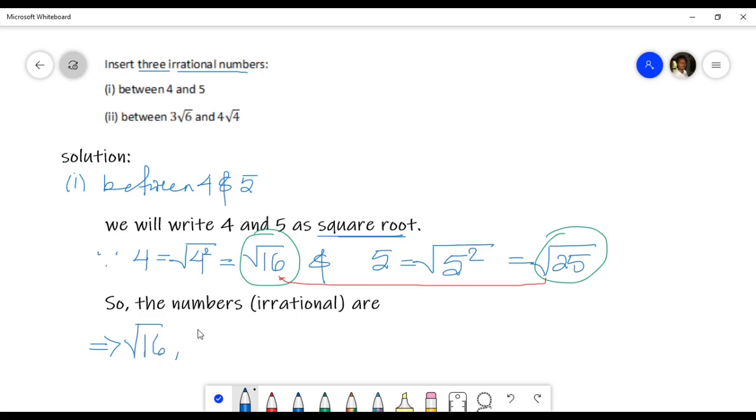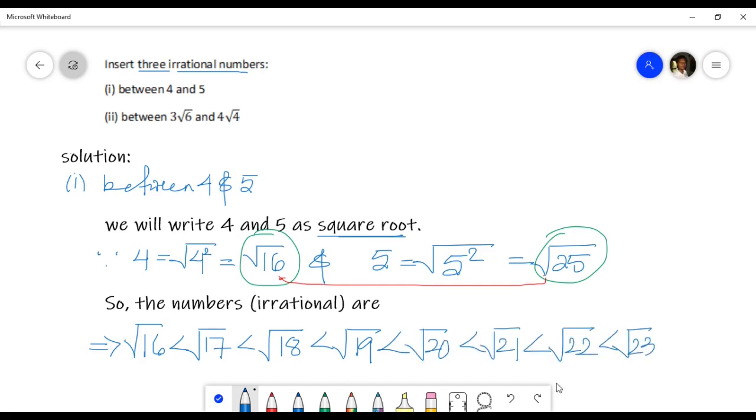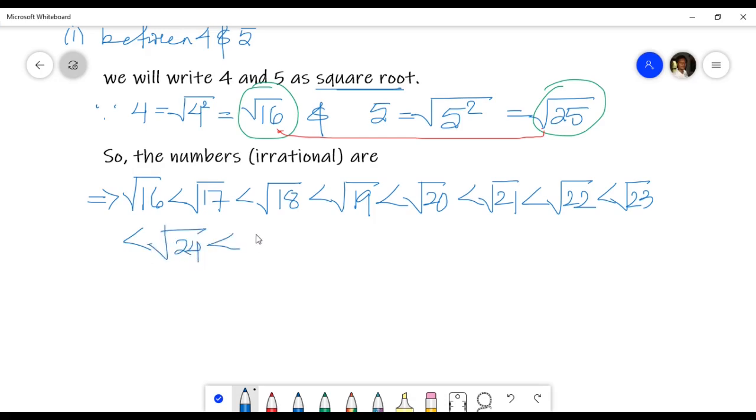So let me just write it down one by one. Root 16, root 17, okay, root 18, and so on. Now we know that root 16 is smaller than root 17, which is smaller than root 18, and so on up to root 25. So we have to pick three irrational numbers which will be between root 16 and root 25.